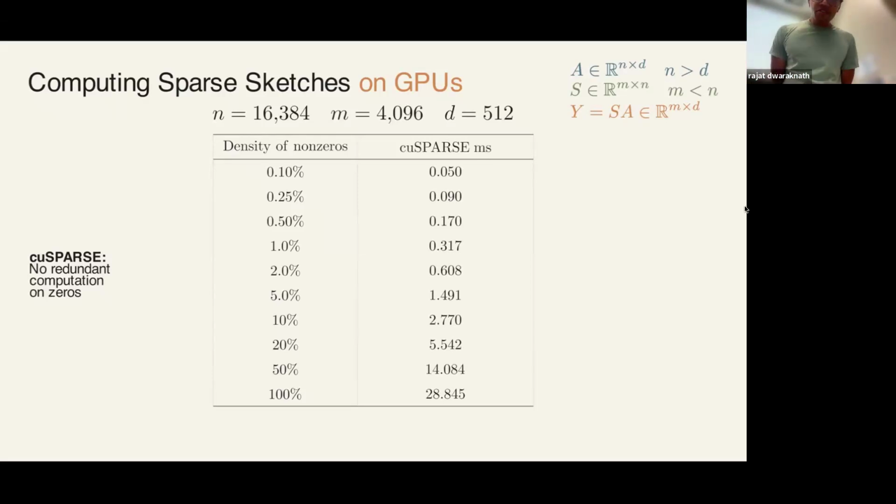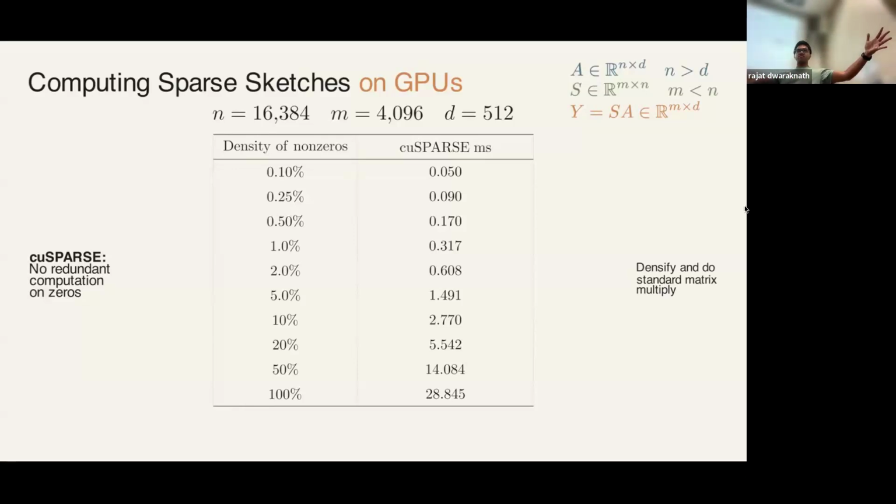But I'm going to do another experiment, which is a bit silly. With cuSparse, I know exactly where the non-zeros are, and I'm going to skip all the zeros. There's another alternative, which is, okay, you give me a sparse matrix. I don't really care.